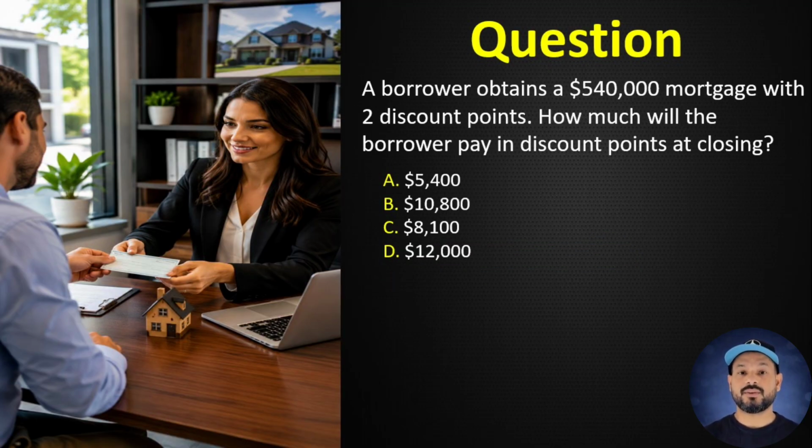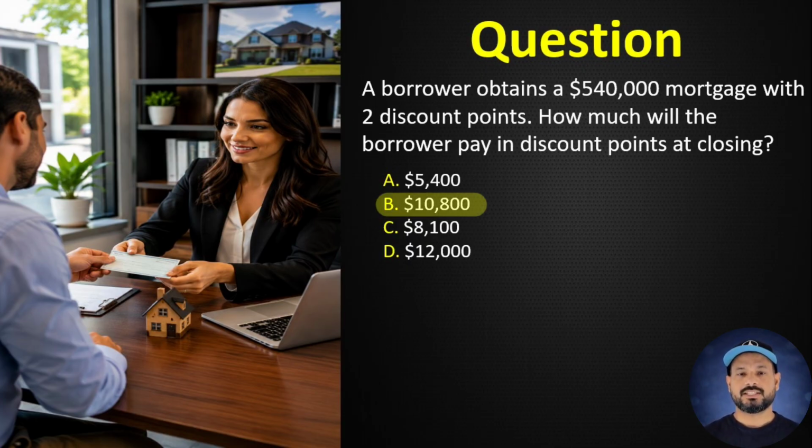Question number 12. A borrower obtains a $540,000 mortgage with 2 discount points. How much will the borrower pay in discount points at closing? A. $5,400, B. $10,800, C. $8,100, D. $12,000. Correct answer, B.